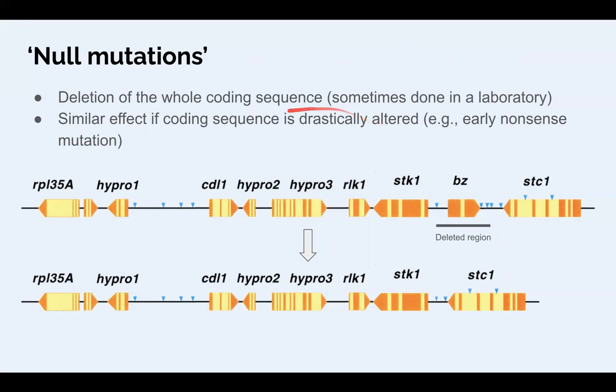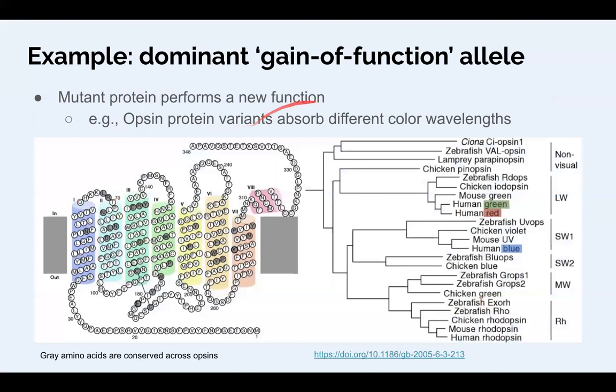And the second bullet point here just mentions that under natural situations, you could get basically the same effect of a null mutation if you had an early stop codon or one of those early frame shift mutations potentially. It's also possible in a lot rarer cases for mutations to do what we call gain of function.